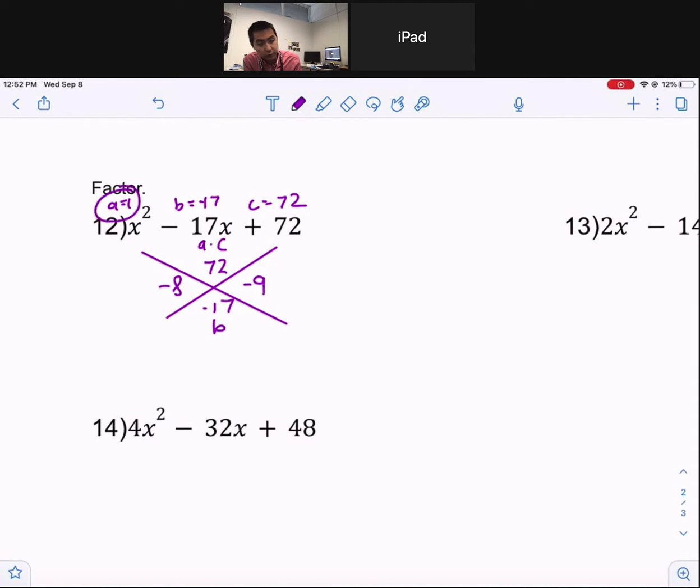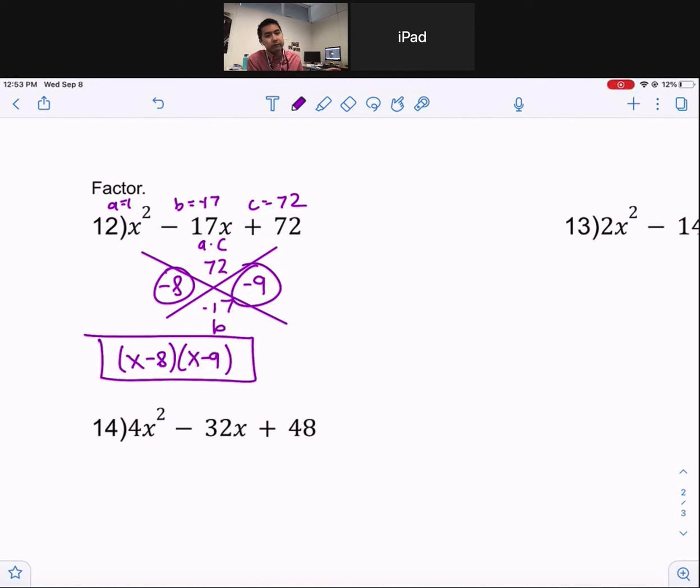Now this is crucial. A is equal to 1, right? And when A is equal to 1, then you can use this shortcut. Those are going to be part of our factors. X minus 8 times x minus 9. Again, that only happens when A is equal to 1.